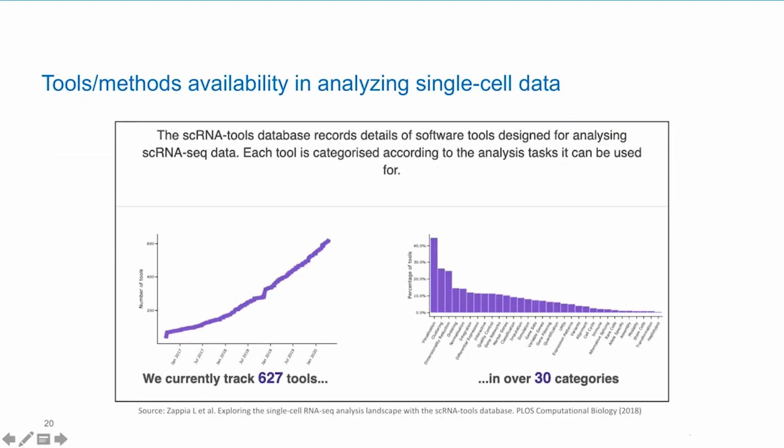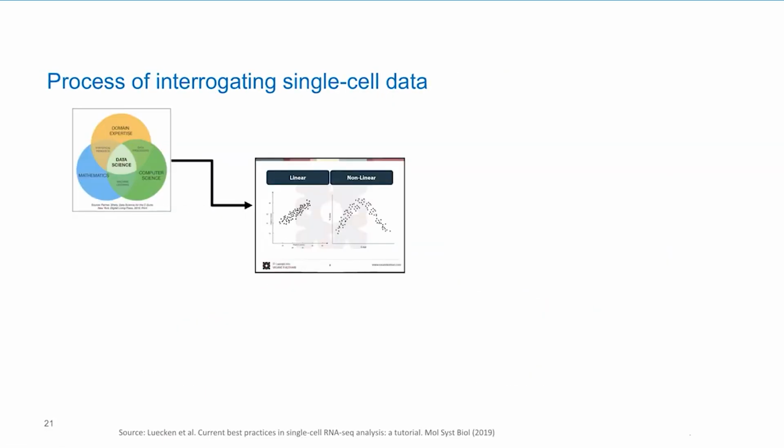Now, this screenshot, as you can see, is from the website scrnatools.org, and it represents the current number of tools that are available in different categories. As you can see, it's over 600 tools already if I look at the left map, and it's over 30 categories. This database was created by Oshlack Lab based in Melbourne, Australia, and is currently maintained by a team of volunteers around the world at the Institute of Computational Biology in Munich.